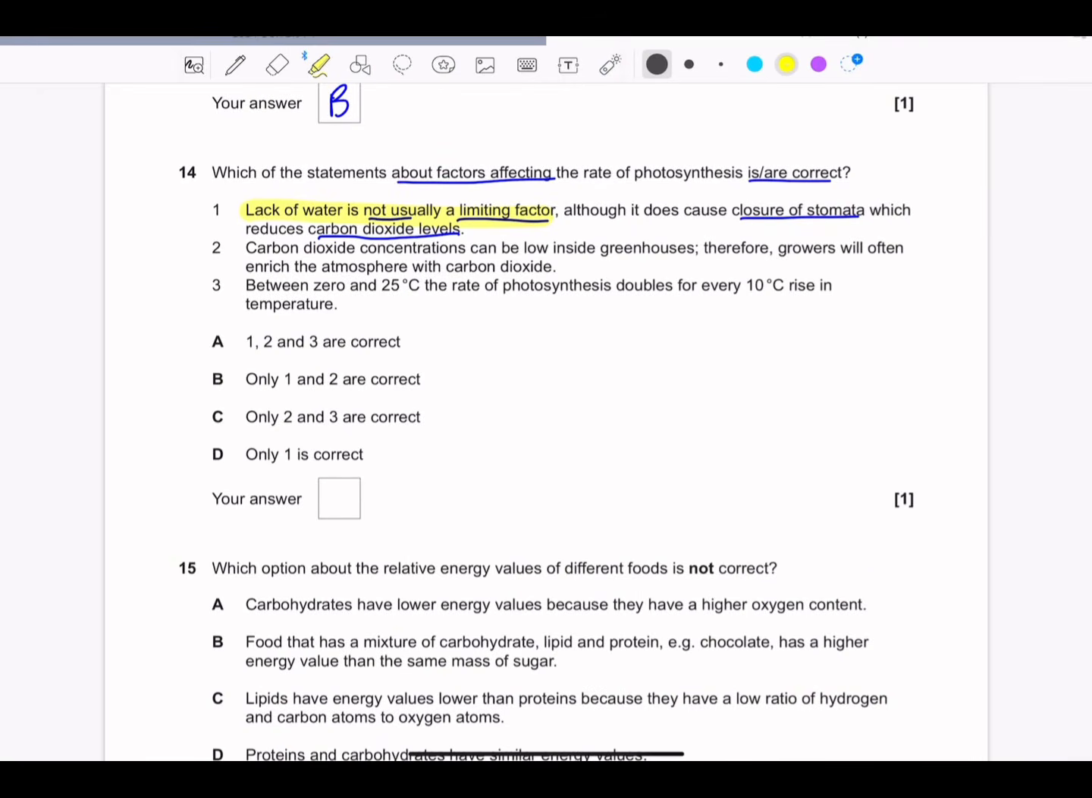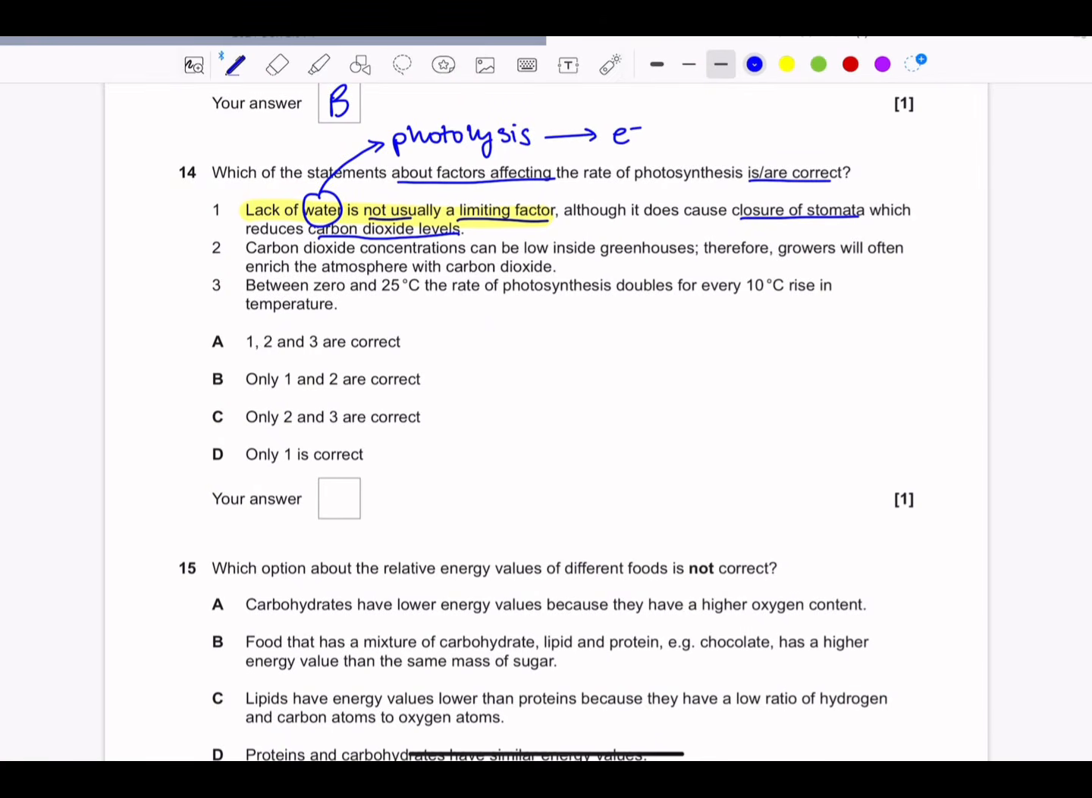But it is more nuanced than that, and you know this because of cyclic and non-cyclic photophosphorylation. If you think about non-cyclic photophosphorylation, that process requires water because water will be broken down by photolysis. So photolysis of water provides the electrons that replace the electrons that were lost from the photosystem.